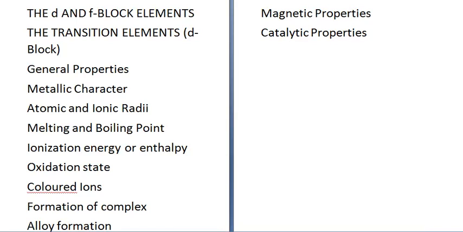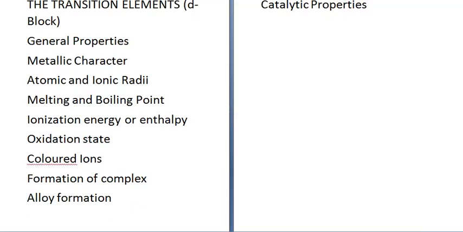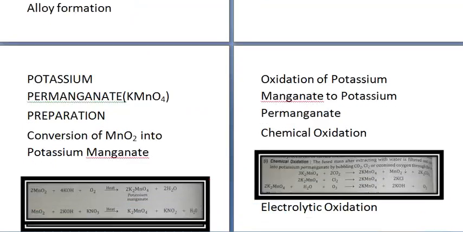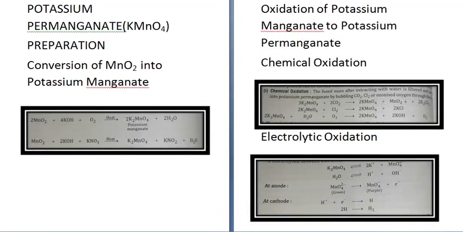Now next we have to study a compound that I'm sure you are familiar with. This is potassium permanganate, KMnO4. First, let us study the preparation of KMnO4. It is prepared or extracted from a mineral called pyrolusite. The formula of pyrolusite is MnO2. And this involves two steps.